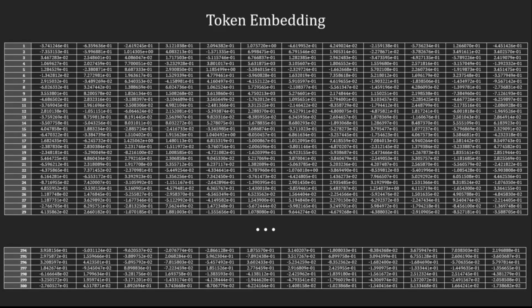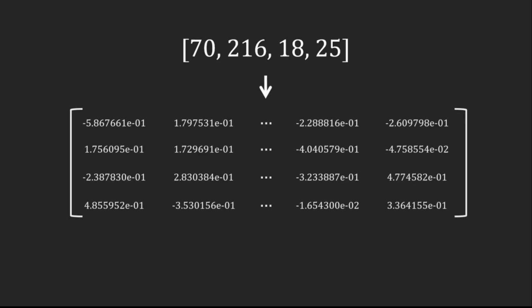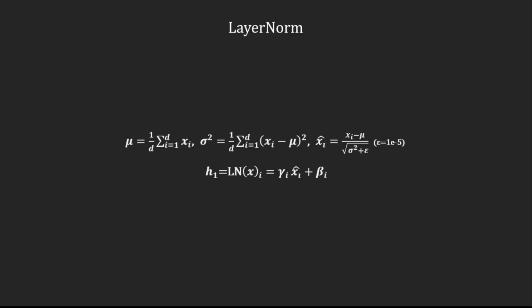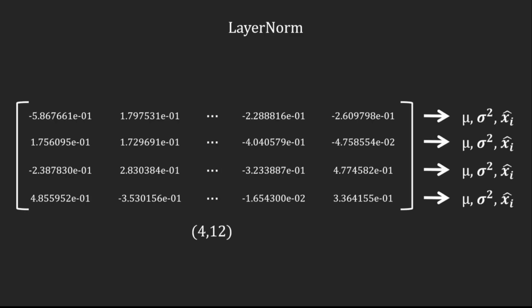First, use the token embedding table to convert each token into its corresponding embedding vector. If your sequence has 4 tokens, this will give you a 4 by 12 matrix, 4 tokens each represented by a 12-dimensional vector. Here, 12 is the embedding size of the model, which is a tunable hyperparameter. Increasing the embedding size allows the model to capture more complex patterns and improves its representational capacity. Once you have the token embeddings, apply layer normalization. As described in the original paper, layer normalization adjusts each embedding so that it has a mean of 0 and a standard deviation of 1.